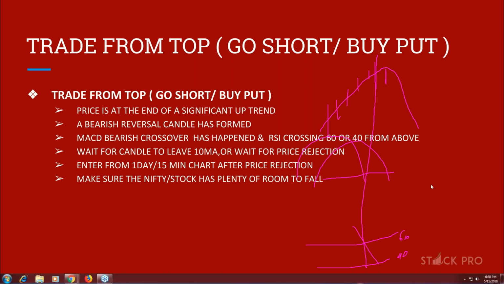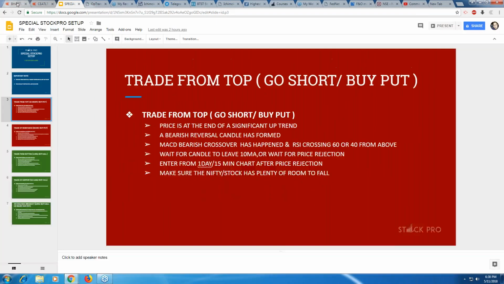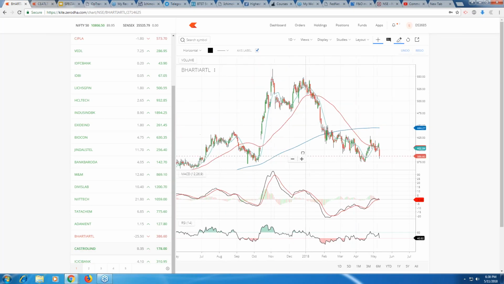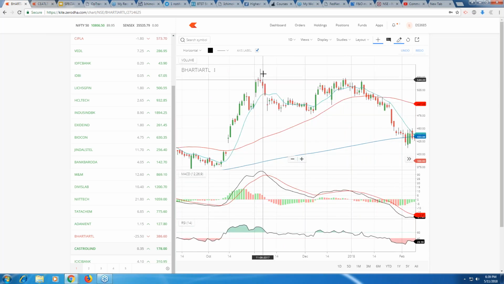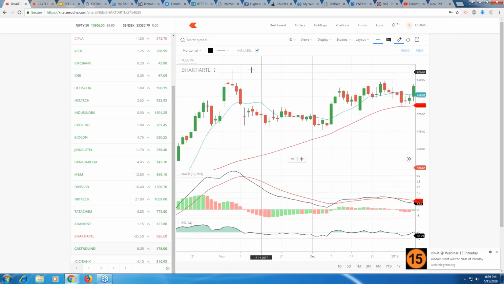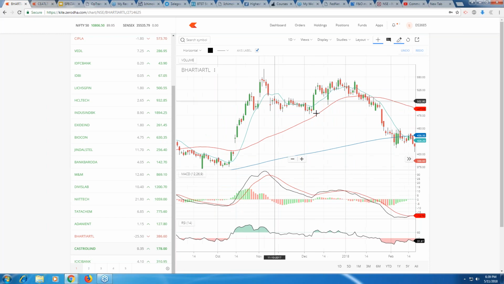So what I'll do is take you to the actual market, and I'll show you where we see a clear trade from the top. It could be in a stock, in Nifty, anywhere, right? First and foremost, it should show us some kind of bearish pattern. You can see that this is price rejection at the top, and a pin bar is being formed, right? And then MACD crossover, RSI crossover, and see here the price has drastically come down, right?